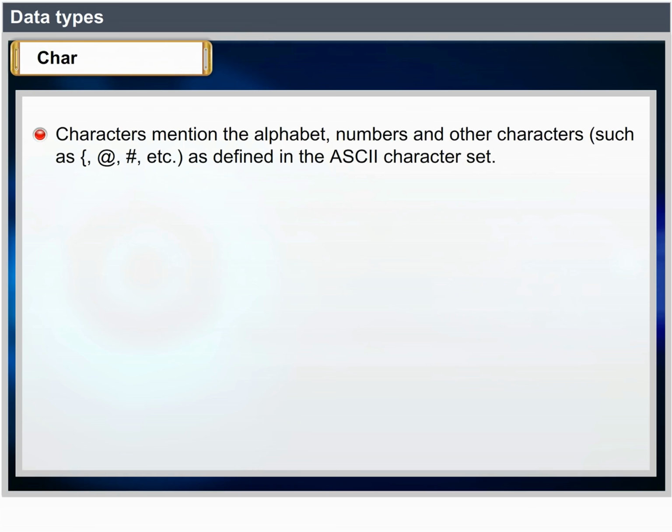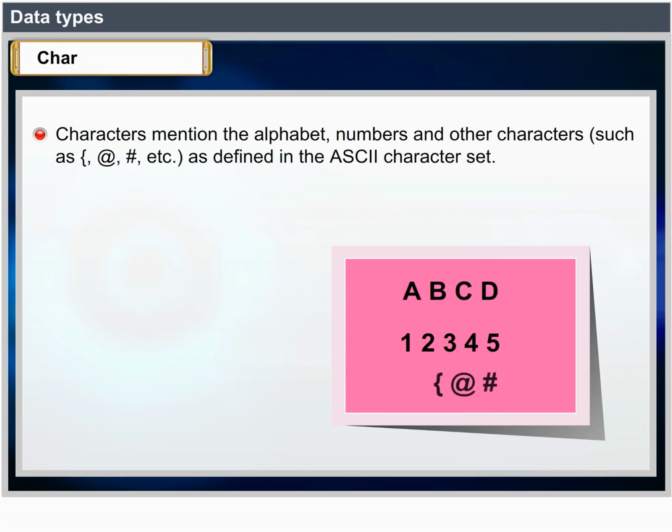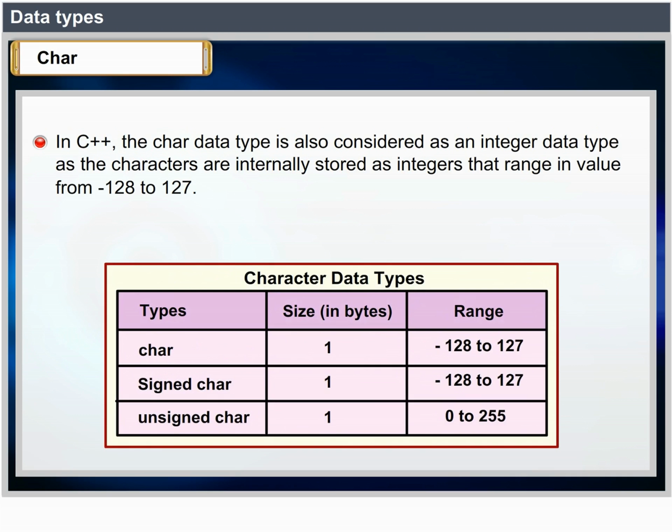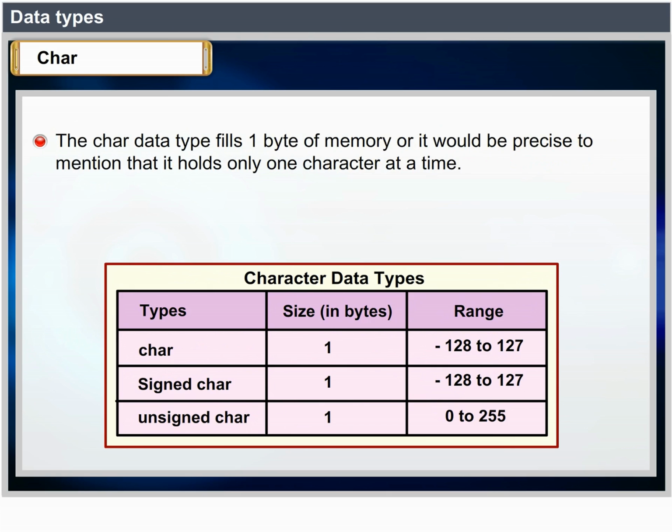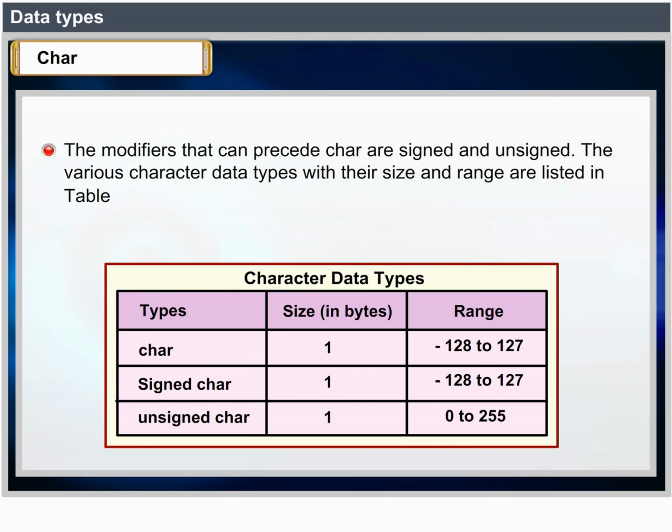Character. Characters refer to the alphabet, numbers, and other characters such as flower bracket, @, etc. defined in the ASCII character set. In C++, the character data type is also treated as an integer data type, as the characters are internally stored as integers that range in value from -128 to 127. The character data type occupies 1 byte of memory, that is, it holds only one character at a time. The modifiers that can precede character are signed and unsigned.